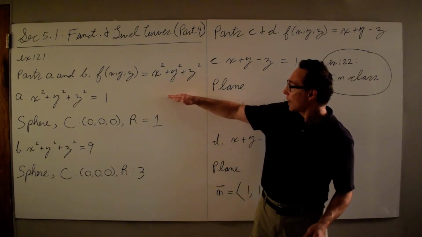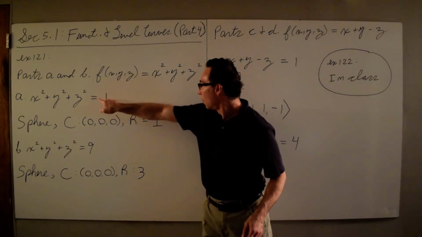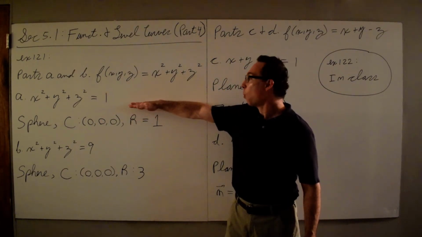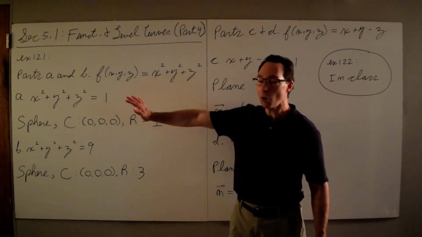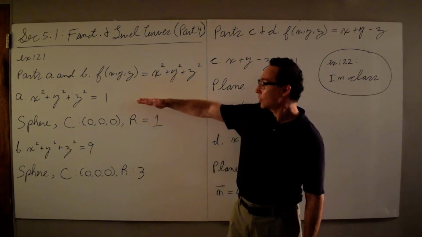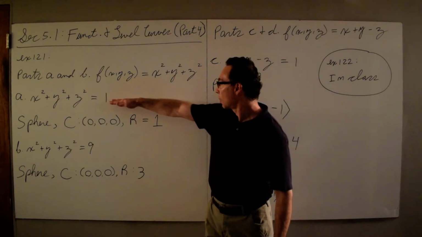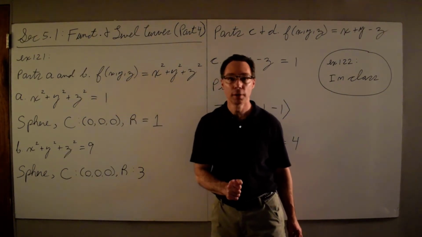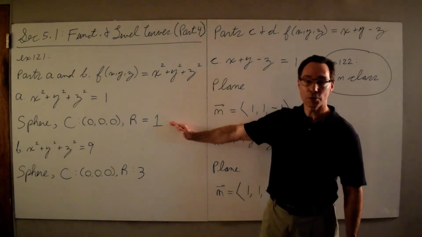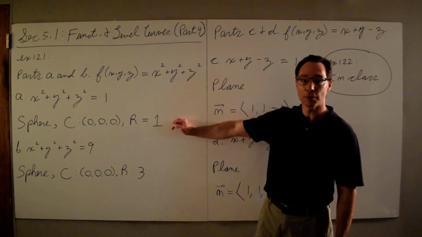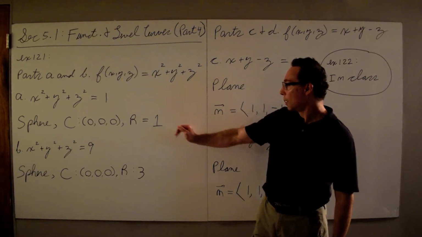So for part A, we're taking our fourth variable and holding it constant to be 1, and we're looking at the cross section. The cross section then is x squared plus y squared plus z squared is equal to 1, which is the unit sphere. So it's just the sphere centered at the origin, which is 0, 0, 0, of radius 1.